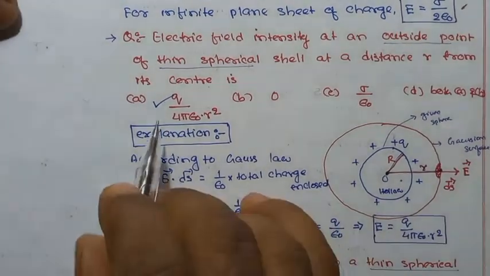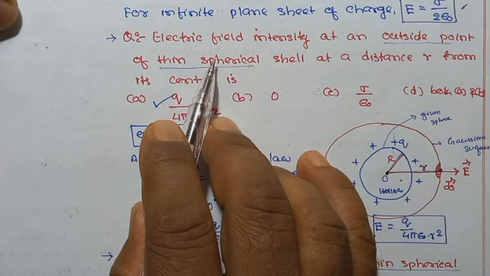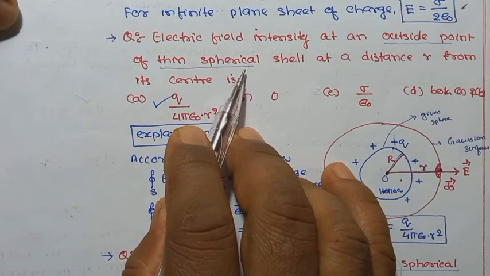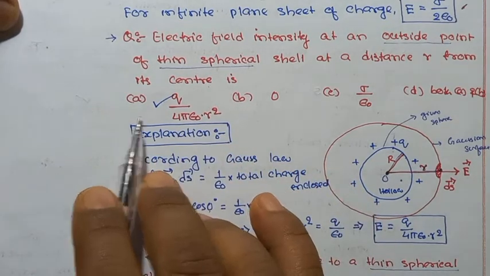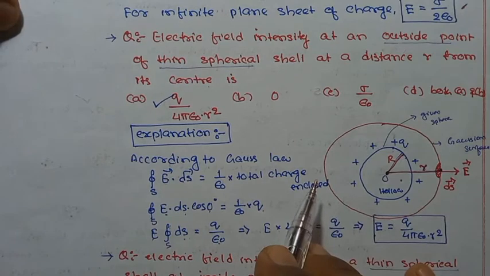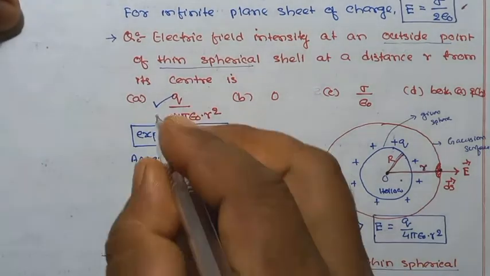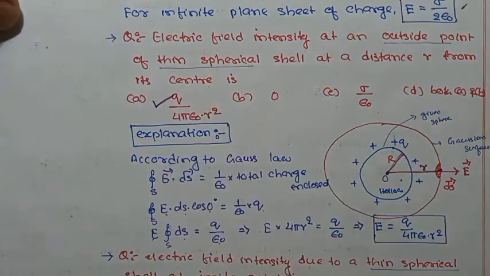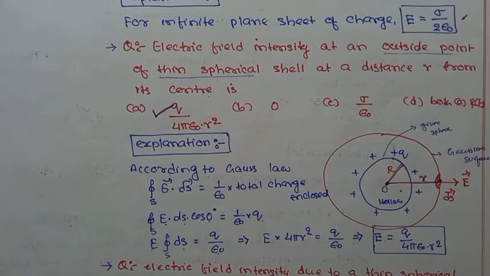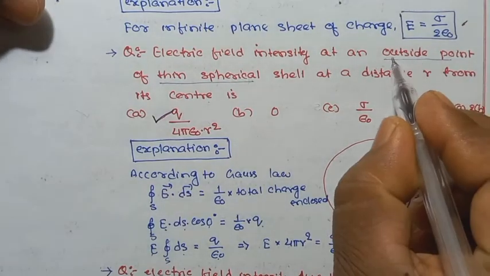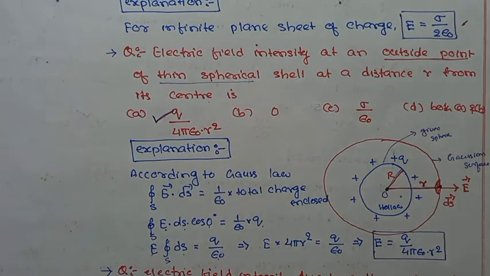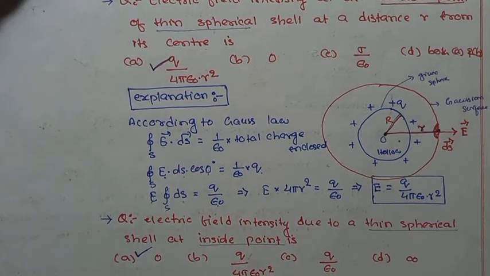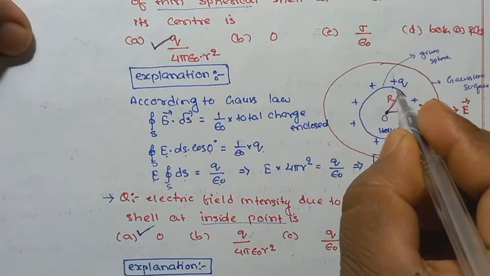Question is electric field intensity at an outside point of a thin spherical shell at a distance r from the center is, options A, B, C, D given. So answer A is correct. Now we'll go to the detailed explanation. Here electric field intensity at an outside point. That means we'll select a point which is outside the spherical shell. See here, this is the given spherical shell.